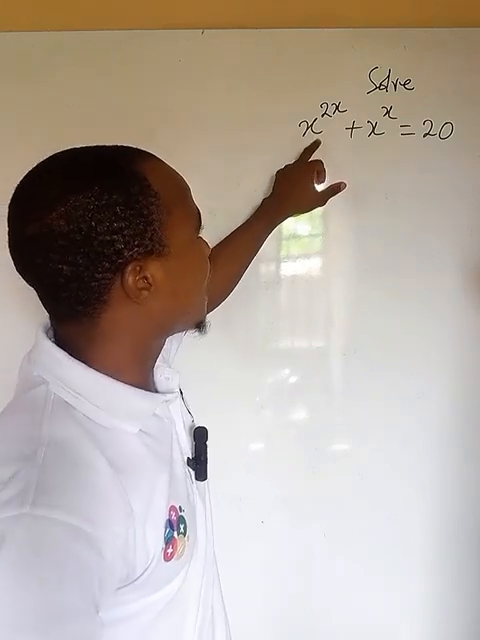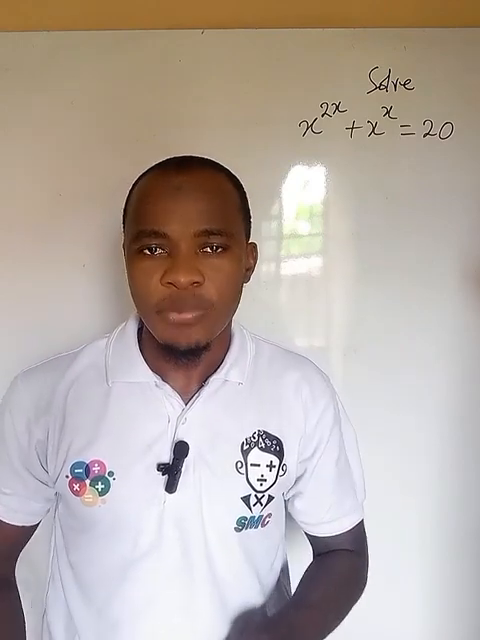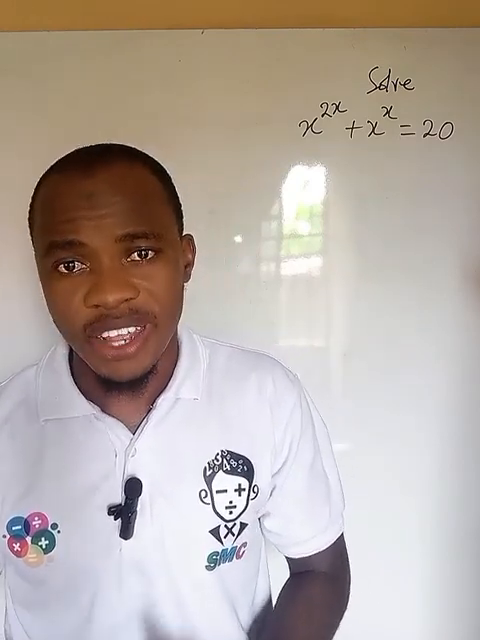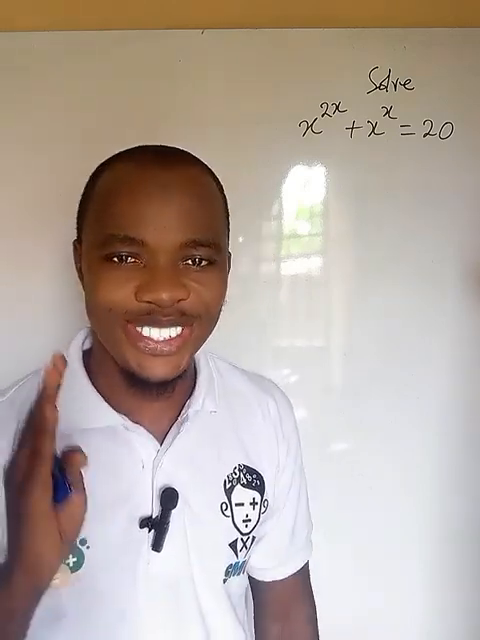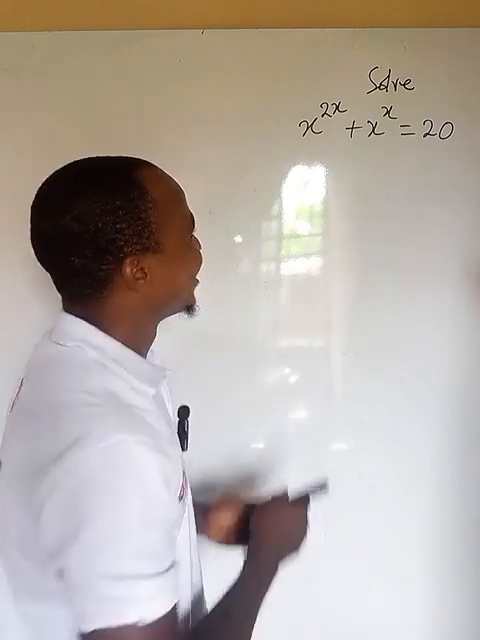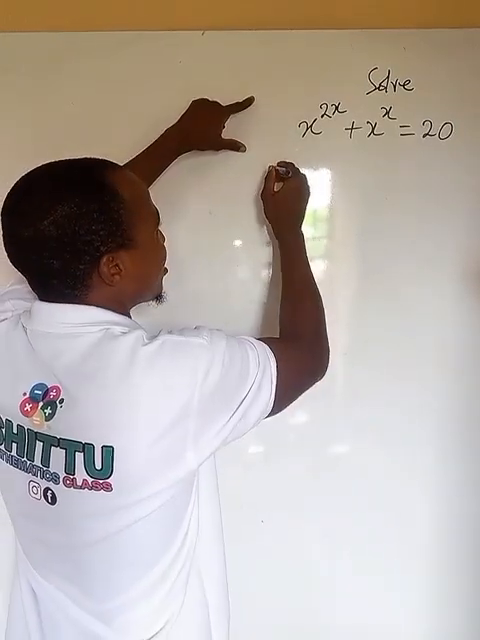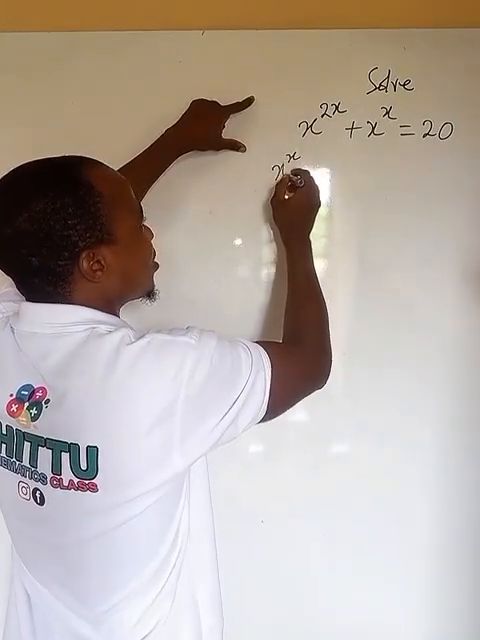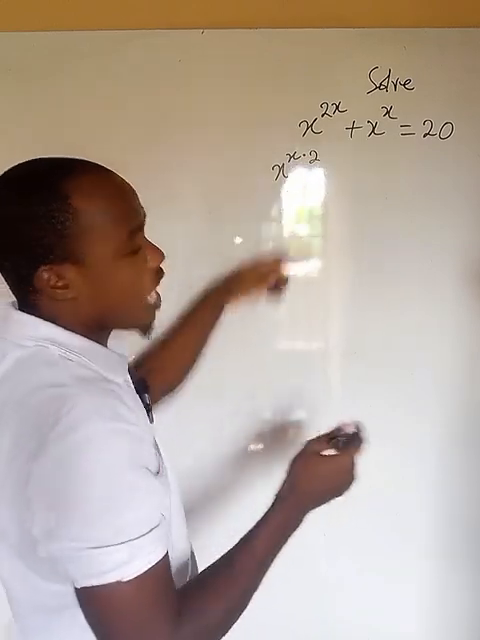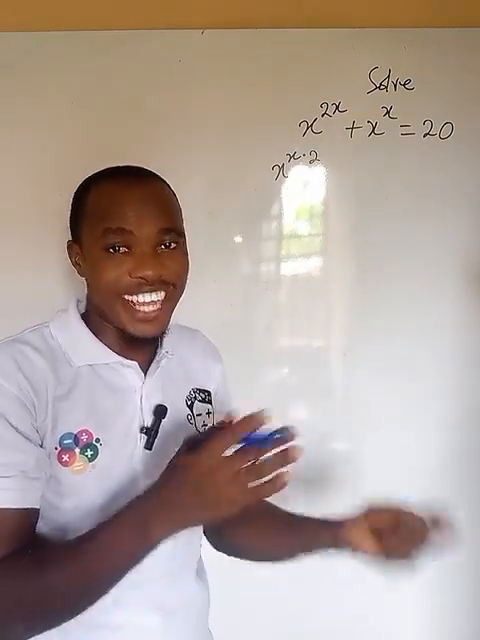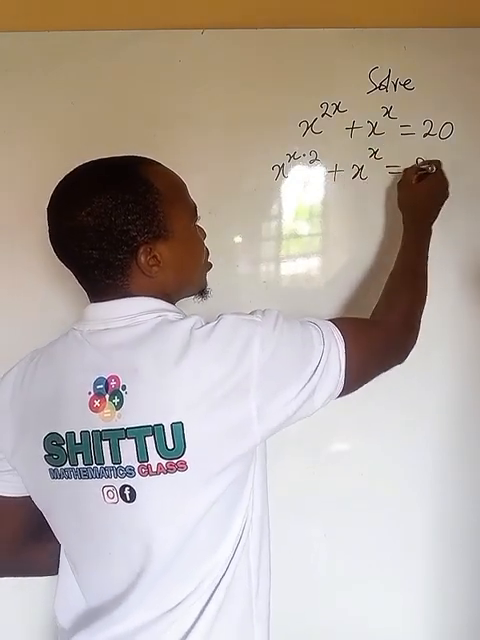We are to solve x^(2x) + x^x = 20. So now, what will be the value of x? I would like you to stay focused so we can see how we are going to solve it. Okay, now here, the first term I will write as x^x, and then to multiply by 2, it's the same thing as having 2 times x or x times 2. So plus x^x equals 20.